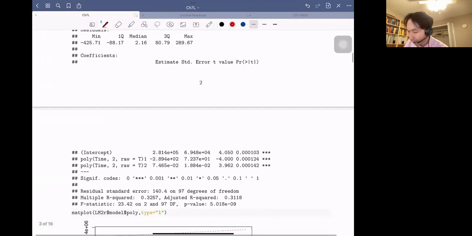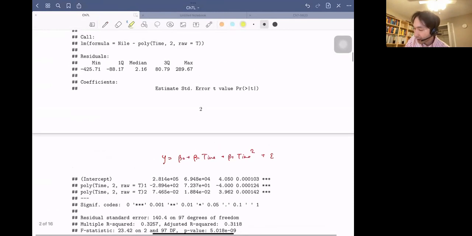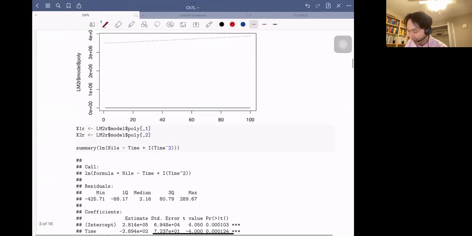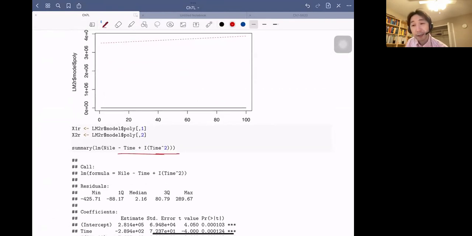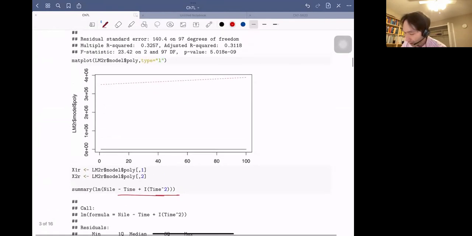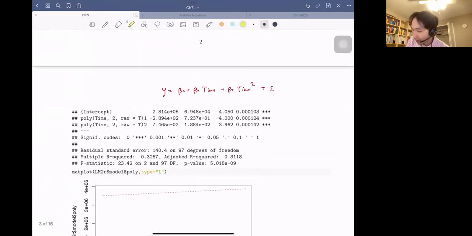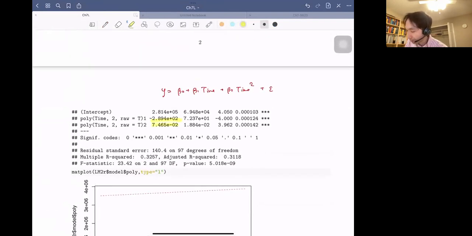And if you want to really fit the model of y is equal to beta naught plus beta 1 time plus beta 2 time square, then you can code it in this way. So polynomial time 2 and raw is equal to T. Or you can also write it this way: time plus the I of time square. Then you can get these coefficients. So these coefficients are, yeah, this beta 1 and beta 2.